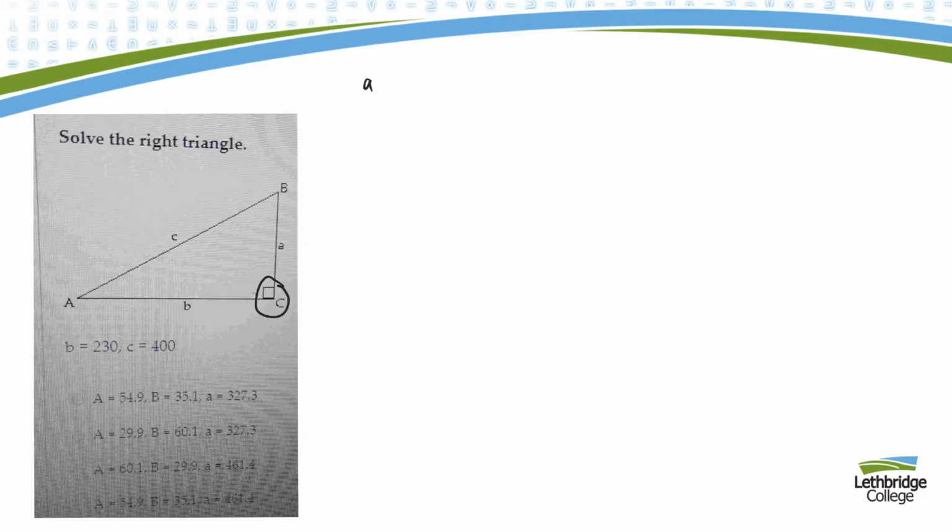So let's just start with our ABC, and they give us B is 230. So that's 230 here. C is 400. A, I don't know. And then angle C I know is 90, but I don't know these other two angles.